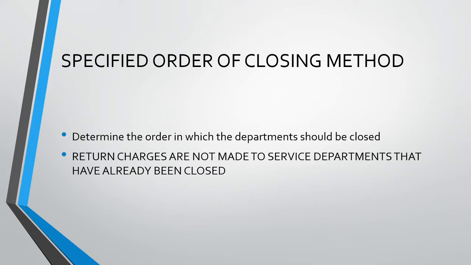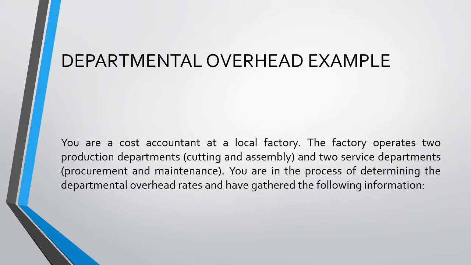The generally accepted method is to rank the departments in the order of how much work the service departments do for each other. We then close the department that does the highest amount of work for the other service departments first. Then the department that does the second highest amount of work for the other service departments gets closed second, and so forth. We also see that once a service department has been allocated out and closed off, we no longer make any return charges to that service department. Let us see how this works in an example.